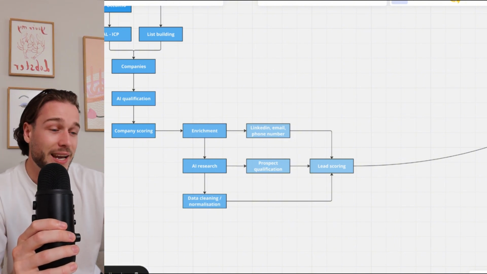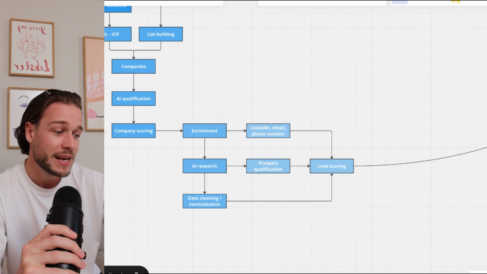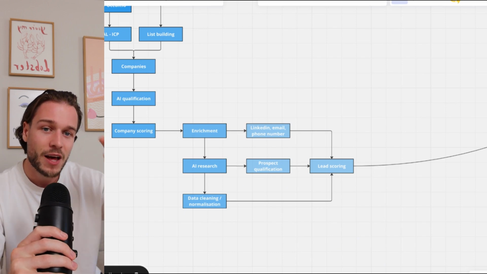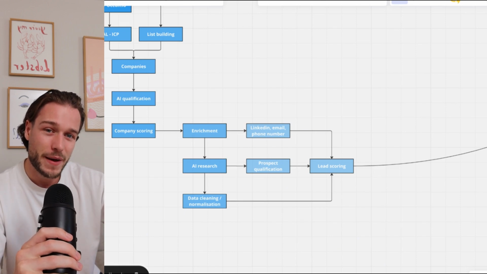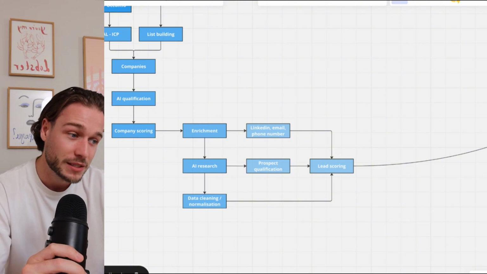To do this, we leverage Clay for all of our enrichment, and we also utilize Find Email within Clay to find all of our email addresses, and we're starting to do this for phone numbers as well.